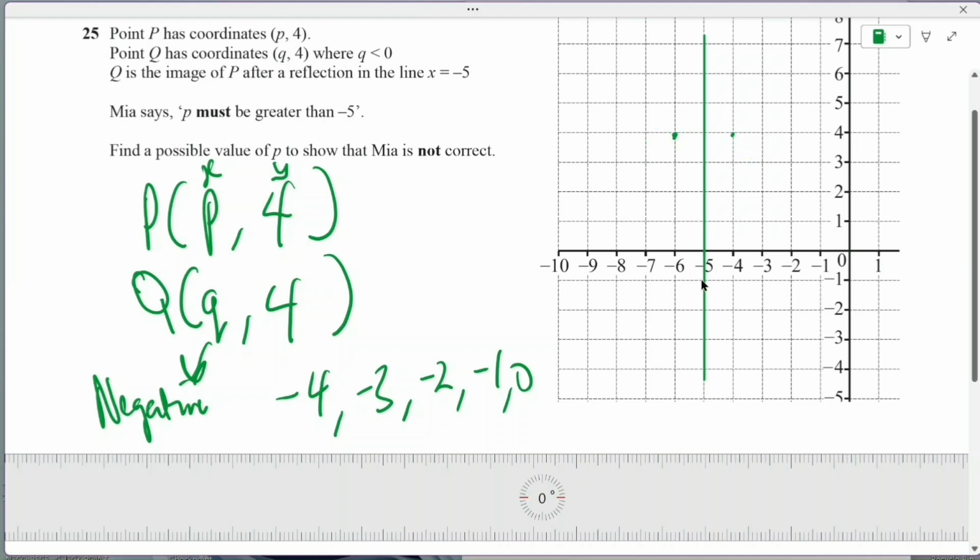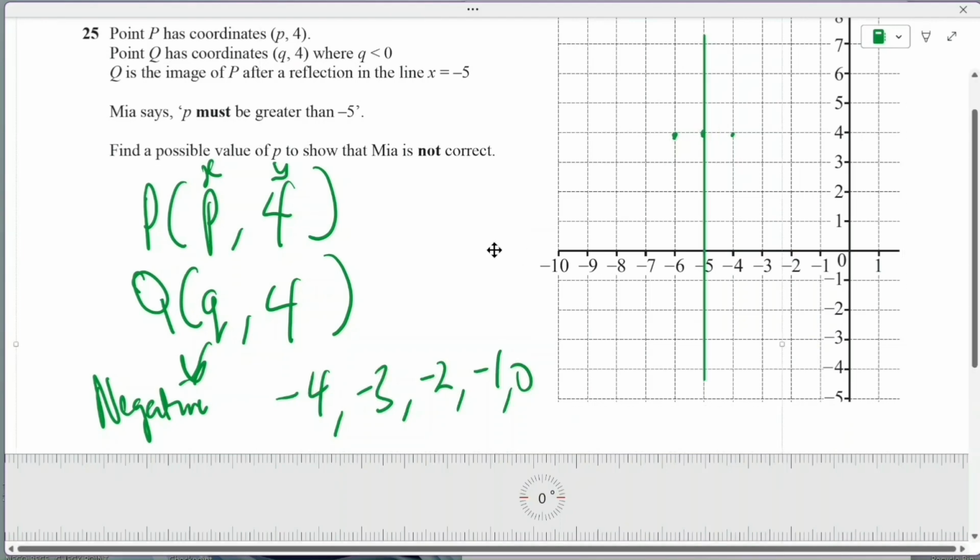And also note that an object can be on the line of reflection itself. What we're saying is that P can actually be here and Q reflects on it. It's possible. P can actually be -5 itself, reflecting on the line of reflection. That's reflecting Q on itself. And also note, P can actually be -6.